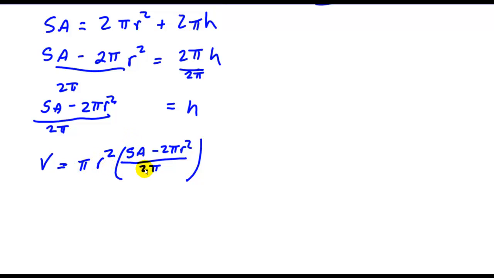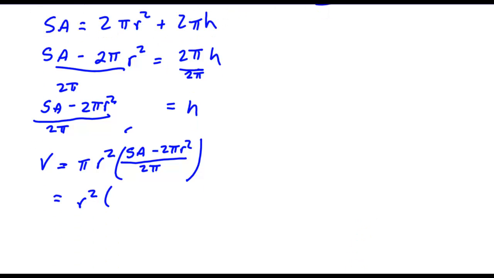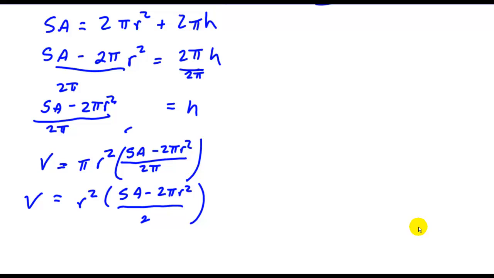I notice now that here's a multiplication, so I can do some reduction. I can reduce this pi with this pi here because it's a multiplicative property. So I have r squared times my surface area minus 2 pi r squared all over, since the pi is reduced, 2. And so now my volume has been written in terms of radii and surface areas. And I'm done.